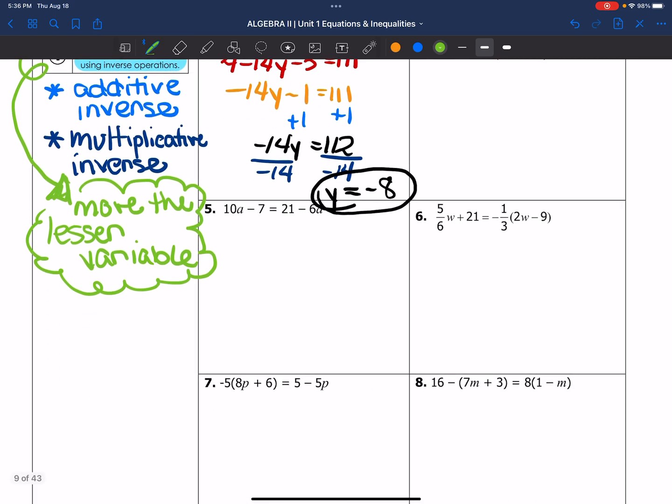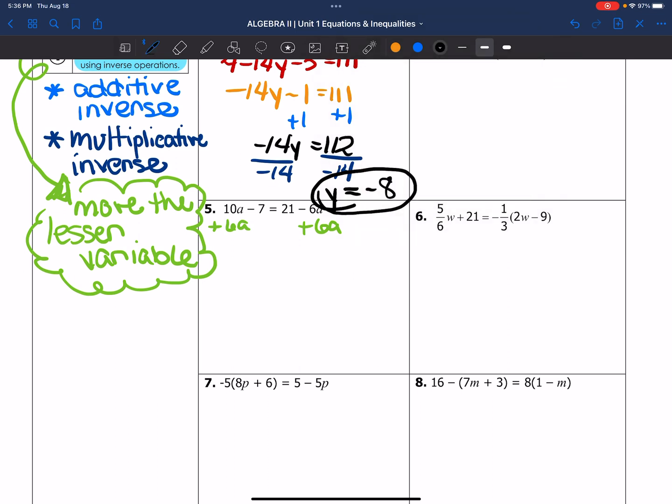So in this case, which of these terms with the variable a is lesser? Which one is the smaller one? The 10a or the negative 6a? Well, the smaller one is the negative 6a, so we need to move it. We need to move it by adding it on each side. So we're going to add 6a on each side so that a zero pair has been generated on that right side.